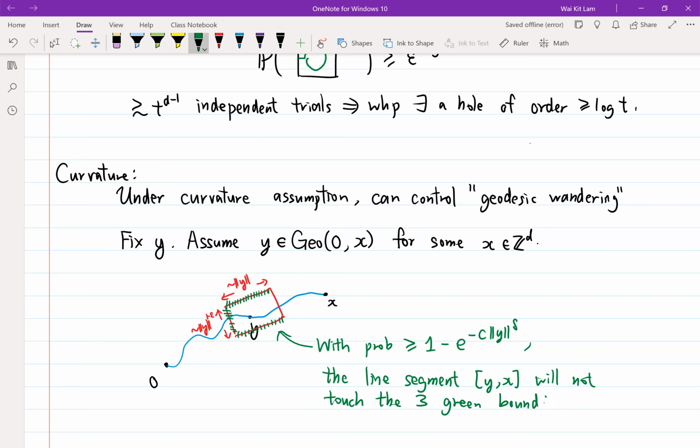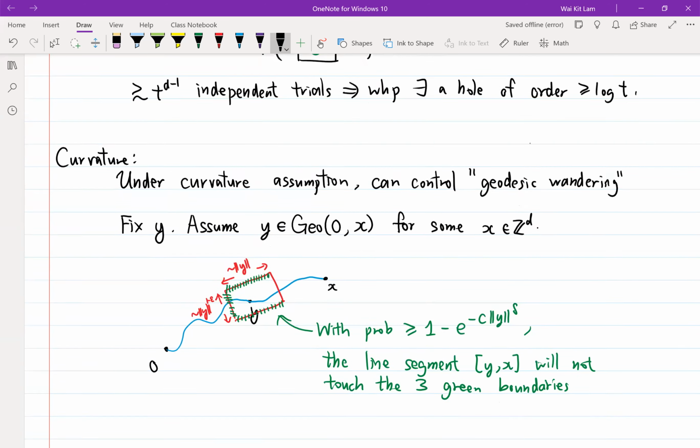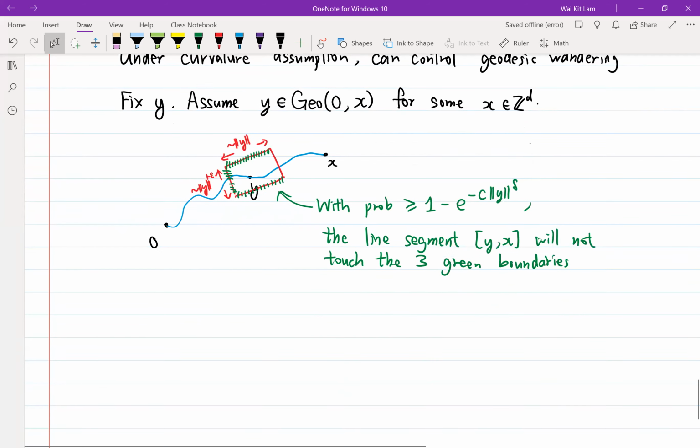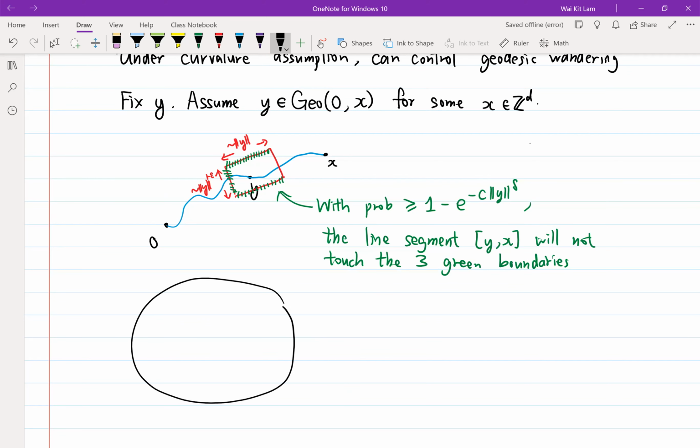Okay, so in other words, if you assume that the limit shape is uniformly curved, then essentially the geodesic wouldn't wander around. It will be kind of flat in some sense. And because of this, if you believe this picture, then look at a situation where there is a large hole near the boundary, say with radius like log of t to some power.